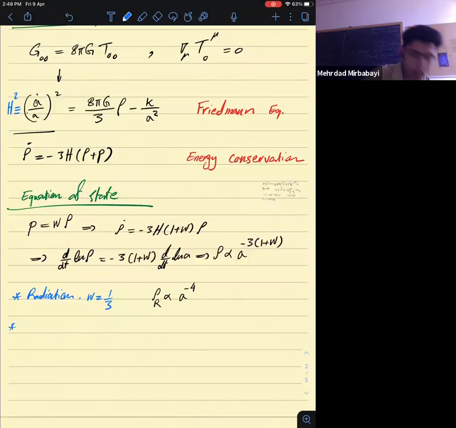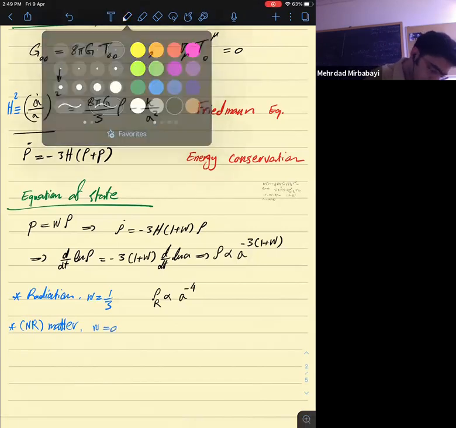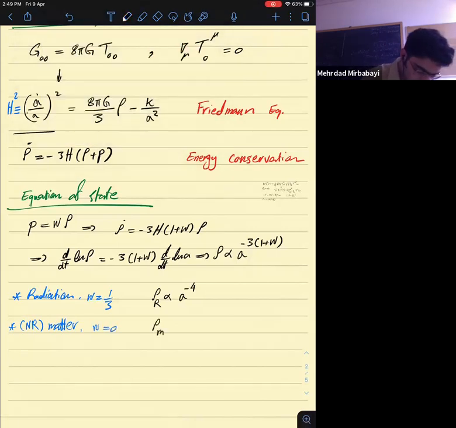Other example is matter. It's called matter, by which I really mean non-relativistic matter. So for non-relativistic matter, pressure is negligible compared to energy density, because most of the energy density comes from the rest mass, while the pressure comes from kinetic energy. In this context, it's always called just matter, and W is approximately 0. In this case, we have rho matter proportional to A to the -3.